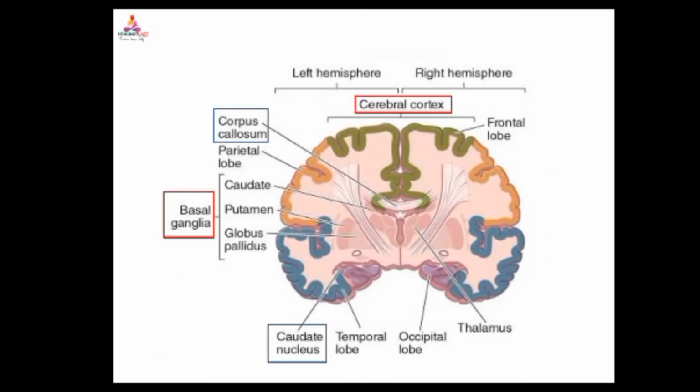Each cerebral hemisphere consists of an outer layer of gray matter called the cerebral cortex, an inner mass of white matter, third, the large masses of gray matter embedded in the basal part of the white matter called basal ganglia or basal nuclei, and fourth, a cavity within it called the lateral ventricle.